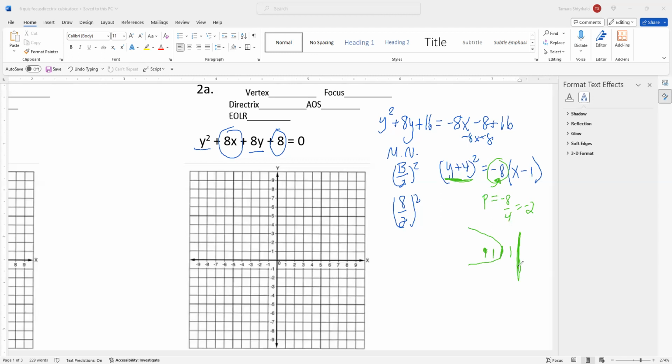So I'm going to go to my vertex, which is positive 1, negative 4. And then from positive 1, negative 4, I'm going to count 2. That will be the directrix. Count 2. That will be the focus. And then if this is an 8, split that into 2 parts. So it'll be 1, 2, 3, 4. 1, 2, 3, 4. So the total is 8. That's the latus rectum. So it's going to open that way because it's to the negative numbers.